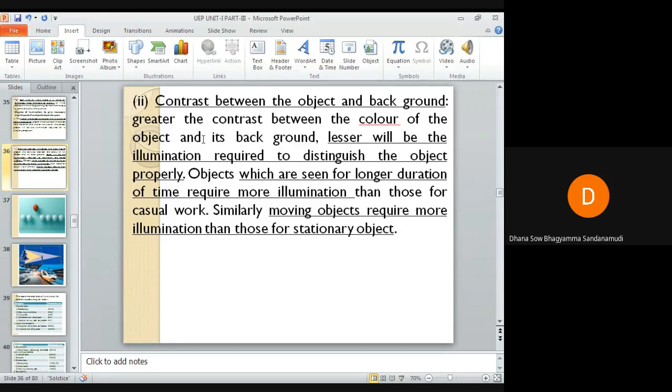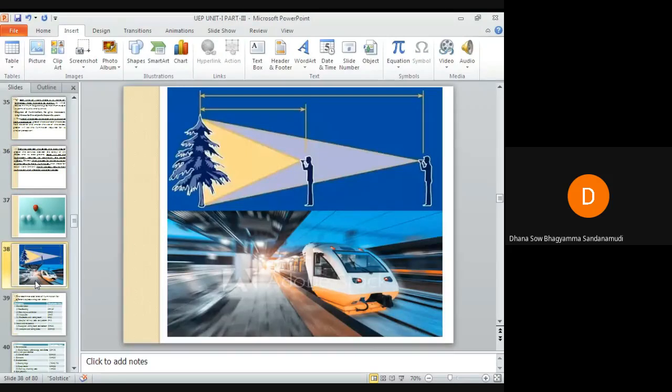One thing that we people already know is that if I am looking at an object for a longer duration of time, then I need more illumination. So more illumination is required whenever we look at an object for longer duration of time. One more thing is, whenever we are looking at a moving object compared to a stationary object, more illumination is required.